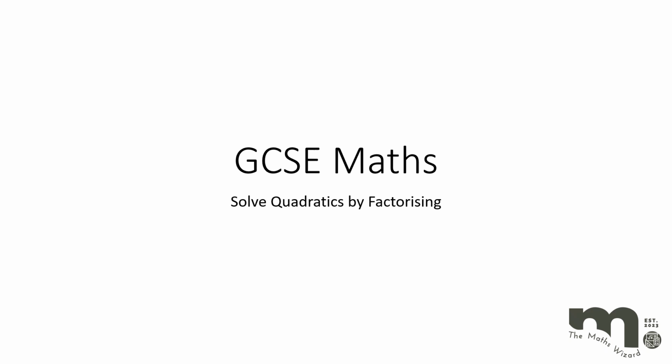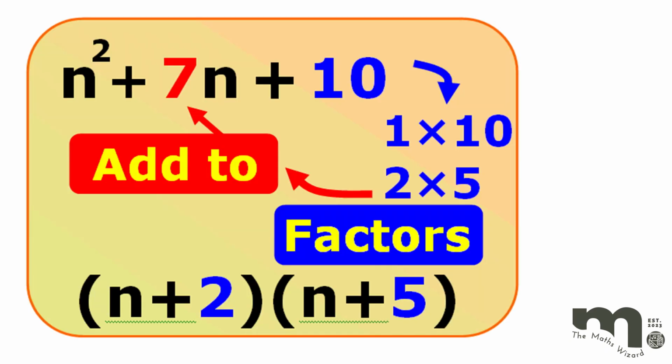Today we're going to be looking at solving quadratics by factorising. So just a reminder of what a quadratic is. We've got a quadratic expression here which has n squared plus 7n plus 10. Now what you might be asked to do is just to simply factorise this, which means you've got to put it back into brackets. Now the quadratics will always be two brackets.